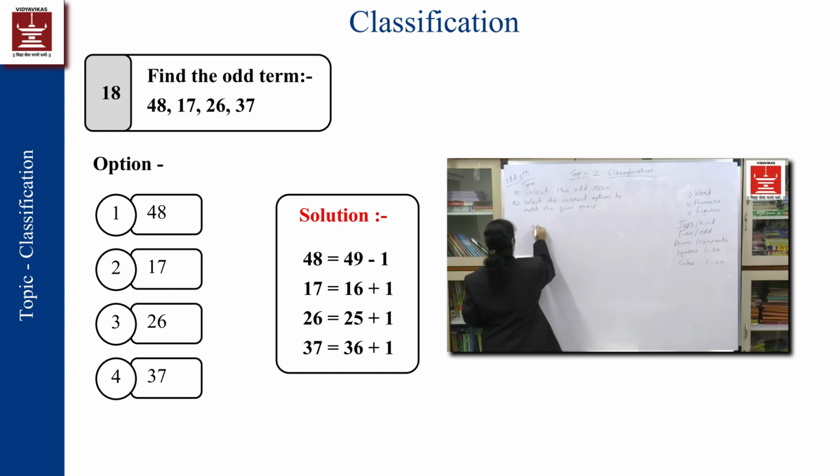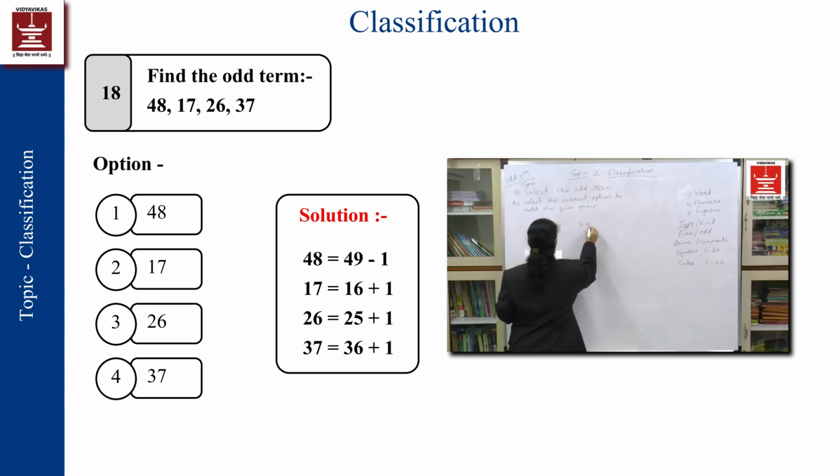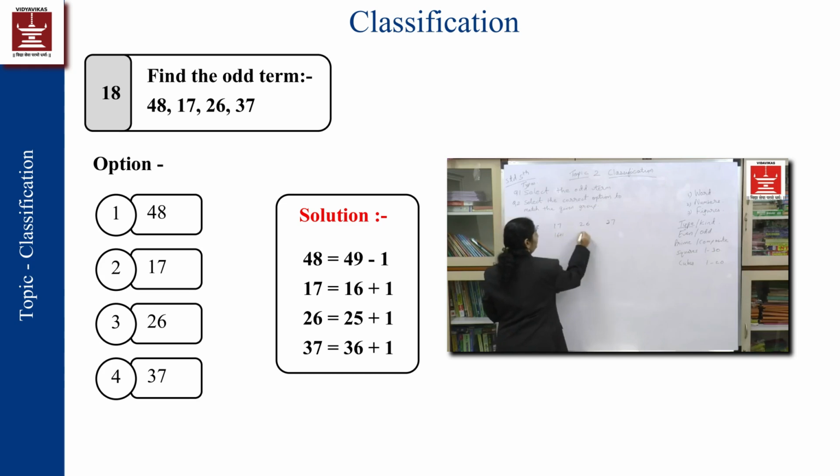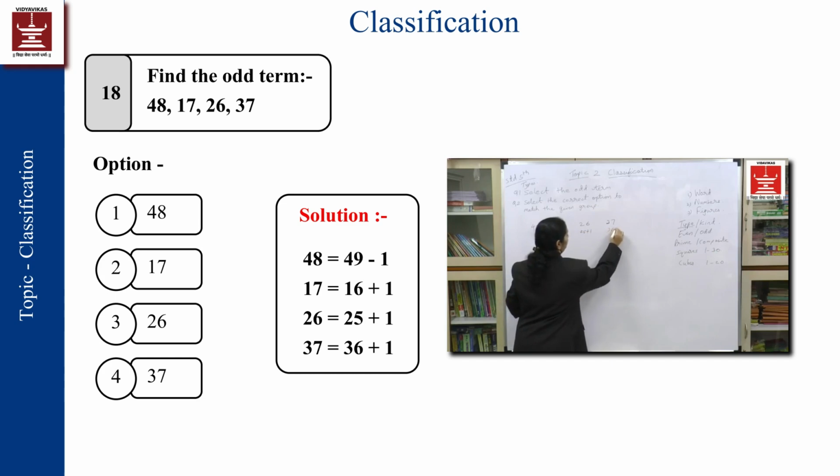It's 48, 17, 26 and 37. According to us, this is a high level difficulty question. If you just look at the numbers, if you have learned the squares by heart, you will see that this is 16 plus 1, 25 plus 1 and this is 36 plus 1.